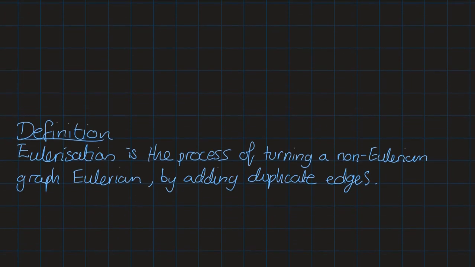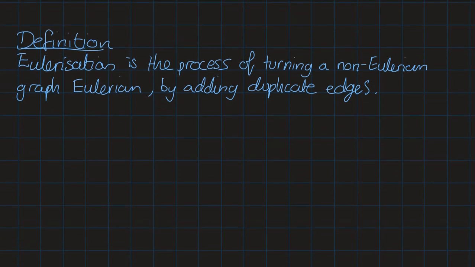So let's just begin with a definition. Eulerization is the process of taking a non-Eulerian graph and making it Eulerian by adding duplicate edges. This is a very important part of the definition. Also, I want to really emphasize this part here, duplicate edges. You're not allowed to add a new edge where there wasn't an edge before. You have to only add duplicate edges. The general process would go something like this.